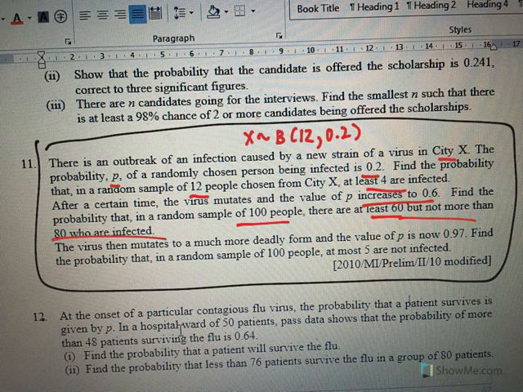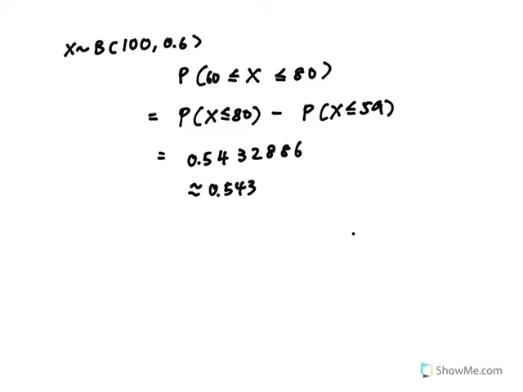Next one, the virus mutates to a much more deadly form. The value of P is now 0.97, and find the probability that in a random sample of 100, at most 5 are not infected. At most 5 means that at most 5 are not infected. So if we think in complement, we can say let Y be the number of people not infected with the disease.